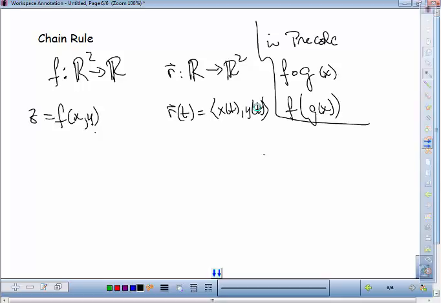So if we compose these functions, we would compose it as putting the r of t into the function. So I'll write z is equal to f of r of t, kind of like this composition of f of g. Now, let's imagine how this is going to look.